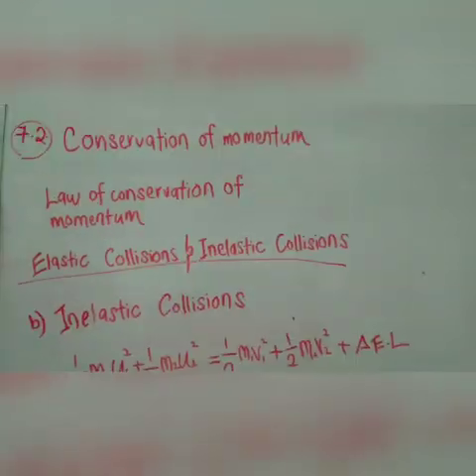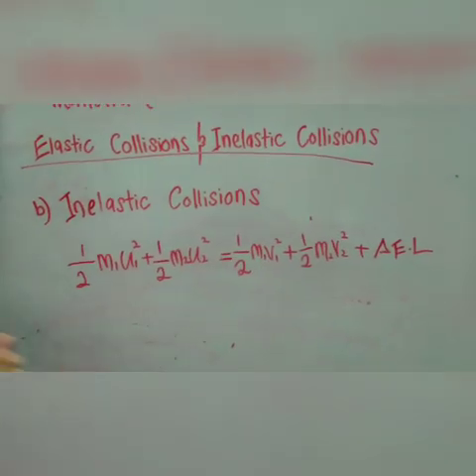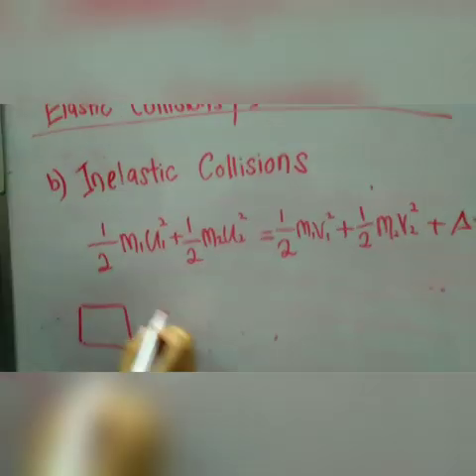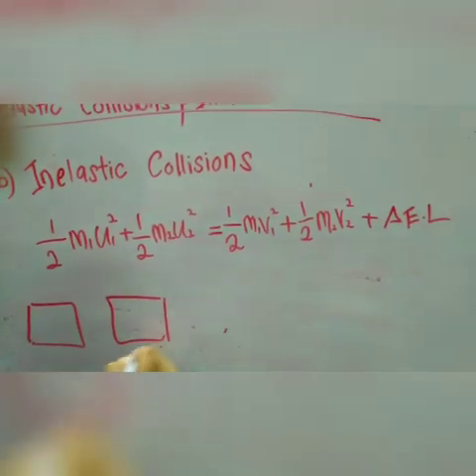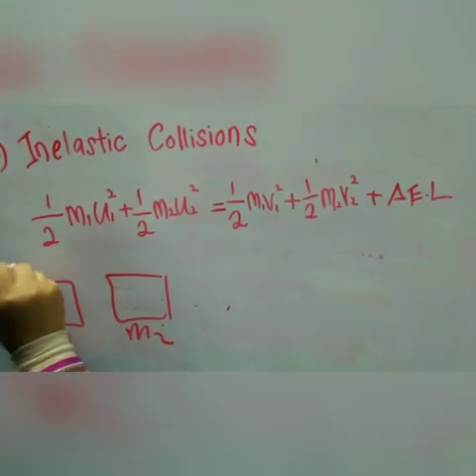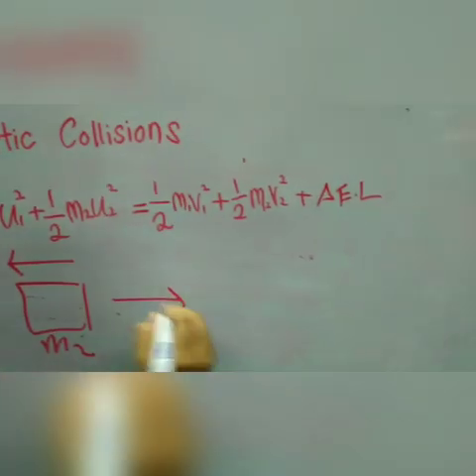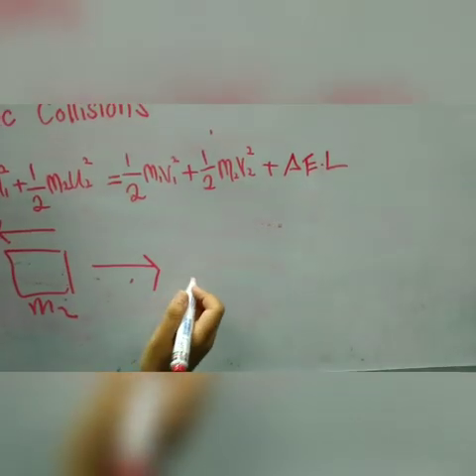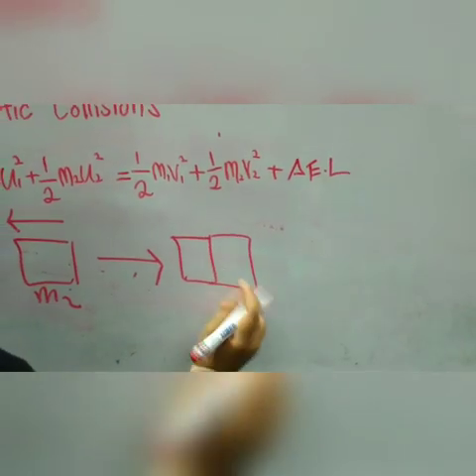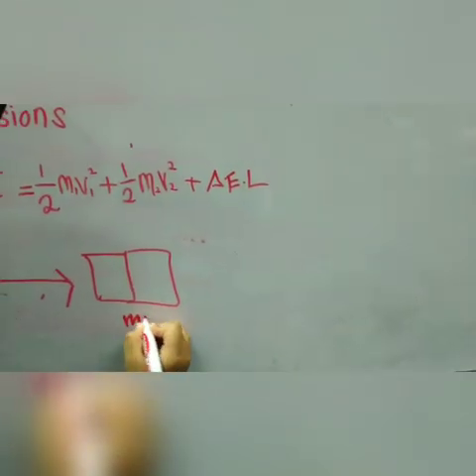Okay, after that we will learn about inelastic collision, which is different from elastic collision. First, this object collides with m2. This is m2, this is m1. After it goes in the direction, it will go to the left. After they undergo inelastic collision, the objects will be together, so the masses add up and we get m total.